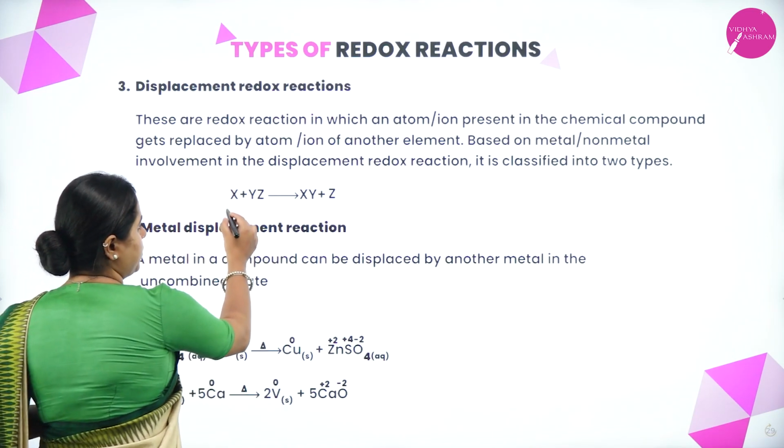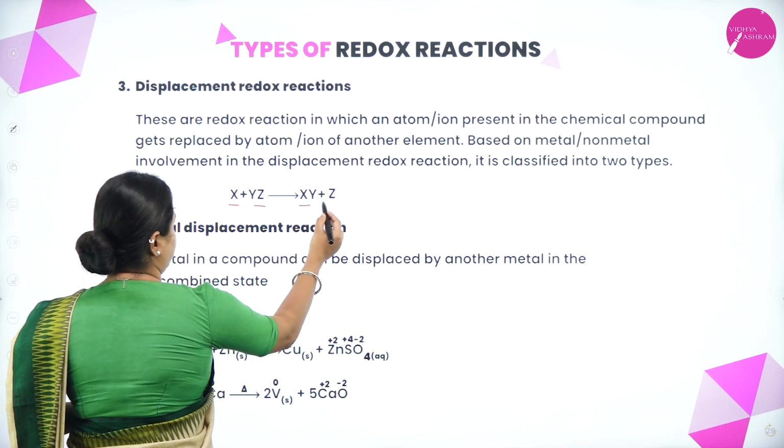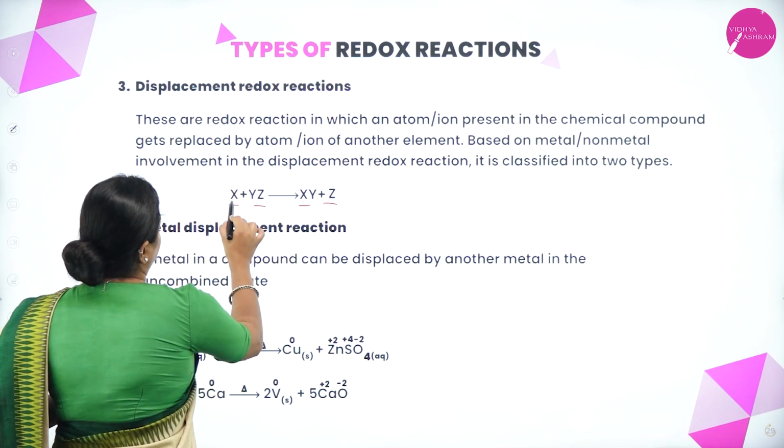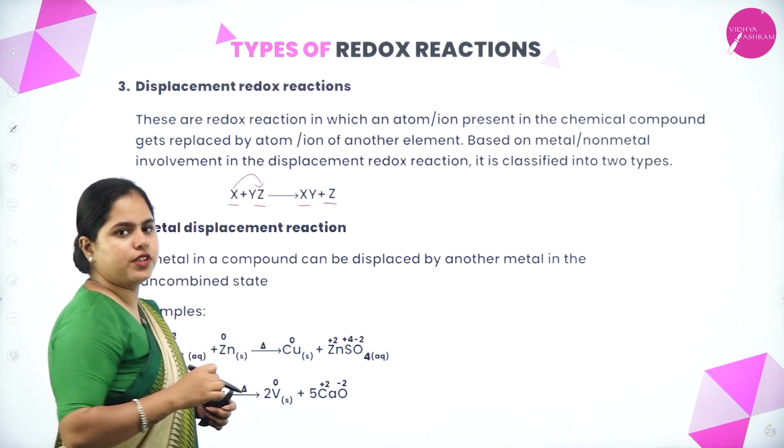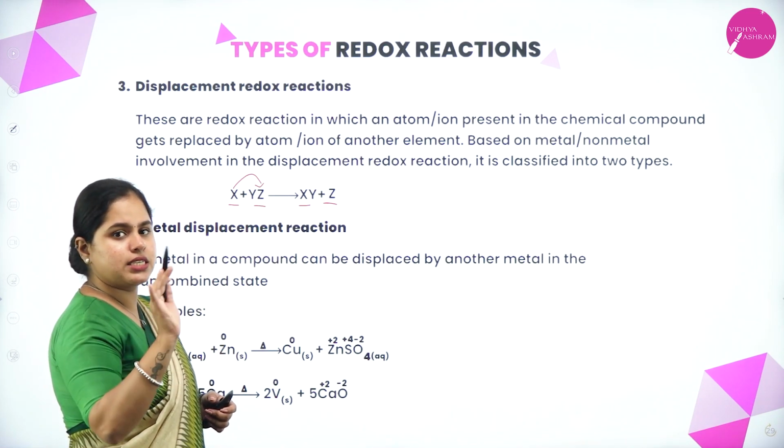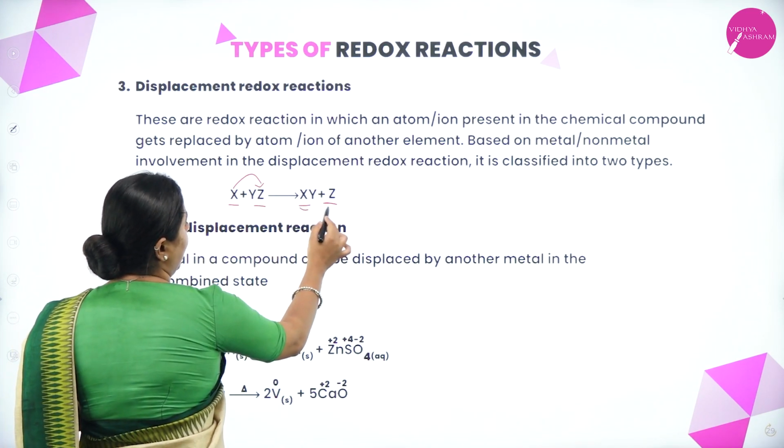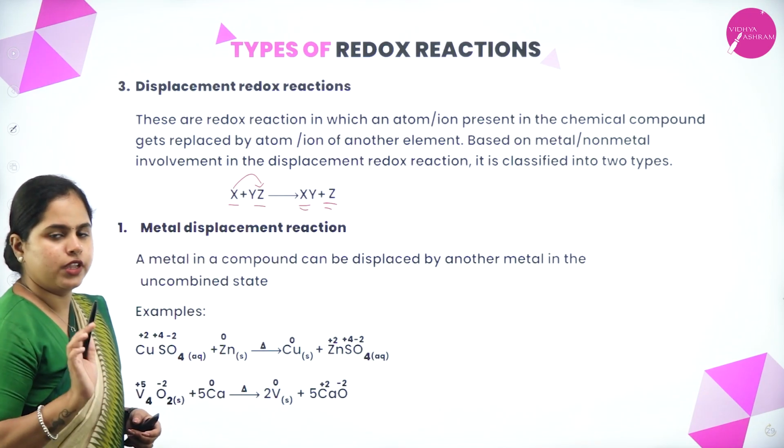So generally we can represent X plus YZ giving XY plus Z. So what is happening here? X is replacing Z here, or it displaces Z and it forms XY, and the Z is being displaced from here. So I hope it is clear.